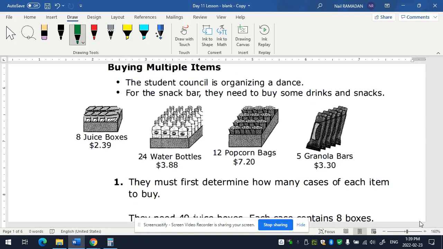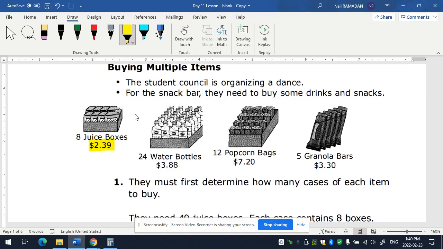So apparently, just to run through them quickly, 8 juice boxes, or apparently one big box with 8 pieces in it, goes for $2.39. That's some good juice right here. Hey Brooklyn. 24 bottles, or a case of it with 24, goes for $3.88.